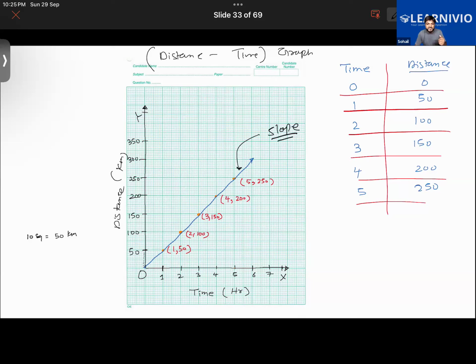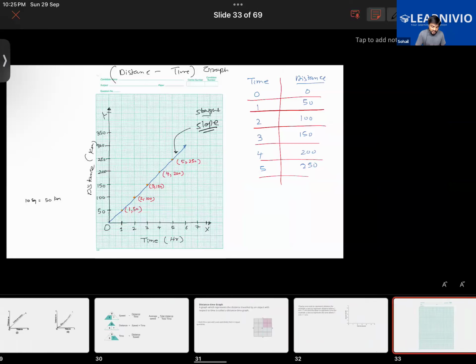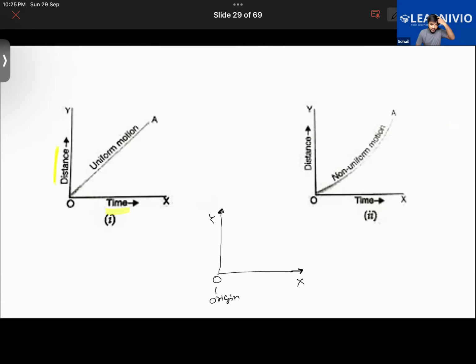If the slope is a straight line, thereby the graph is showing the information of a uniform speed. When you plot the graph, if you get a straight slope, as this is a straight slope, then that is the graph of a body doing a uniform motion, moving with a uniform speed. So hope it should be clear.